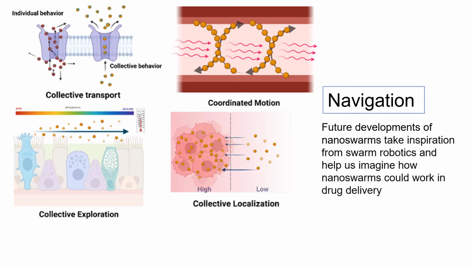We'll look at navigation in more detail. Collective transport by the nanoswarm could allow individuals to collectively move objects towards a target. So for example, the nanoswarm could transport and carry higher payloads of drugs which are too heavy or too large for individual agents. Coordinated motion, also known as flocking, could move the nanoswarm in formation.